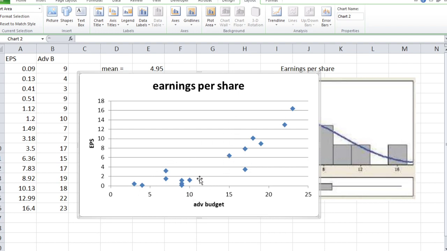And what do I see here? What I see is usually as I go further to the right side of the chart, these dots actually go higher. So usually when advertising budget increases, earnings per share increase as well. That means that there is a positive relationship between advertising budget and earnings per share. But there is something to be careful about.